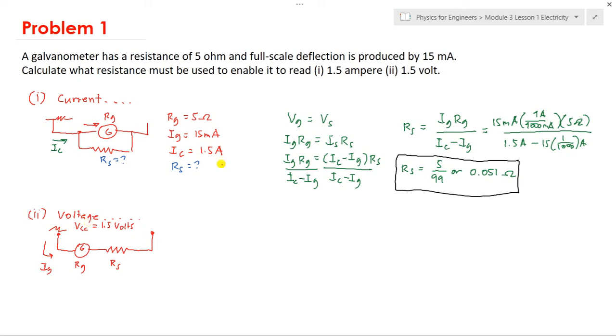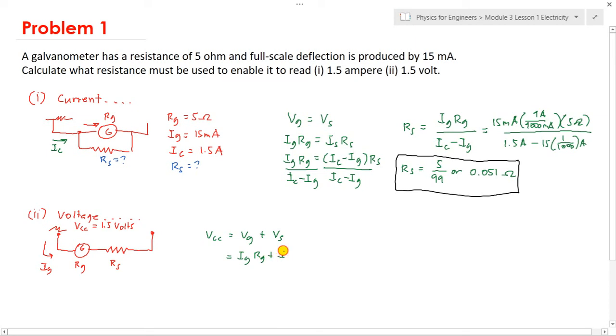So here, since this is series connection, the VCC is just equal to the voltage on the galvanometer plus the voltage on the shunt. So here, the voltage in the galvanometer is expressed as IG RG plus IG RS. Atong i-factor out si IG, so RG plus RS na lang. This is VCC, the source voltage from the circuit.